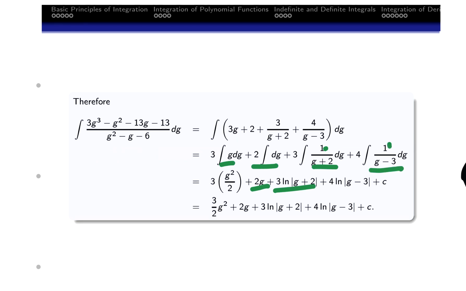So all this now brought together is the answer to that troublesome expression. So you have 3 over 2 g squared plus 2g plus 3 ln g plus 2 plus 4 ln g minus 3 plus c. And with that, we come to the end of this lengthy part of integration. That's integration of compound fractions. So when you have compound fractions, you resolve into partial fractions for easy integration.